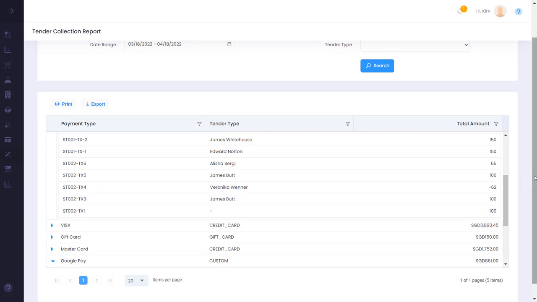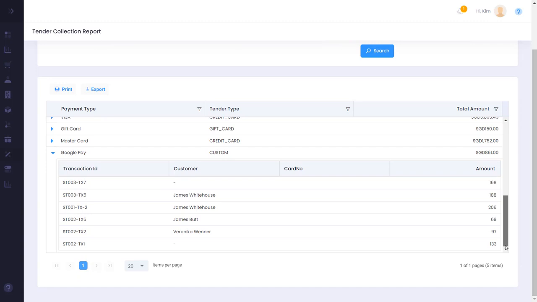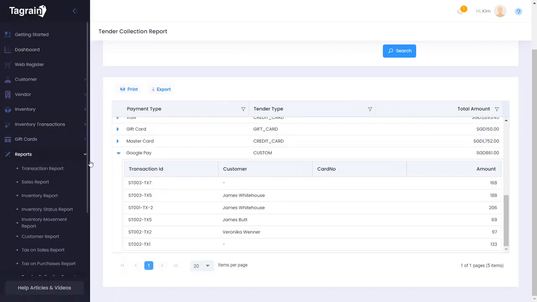This is an extremely useful report and can be used to reconcile daily cash and, more importantly, keep track of the credit card and wallet remittances to your merchant account.